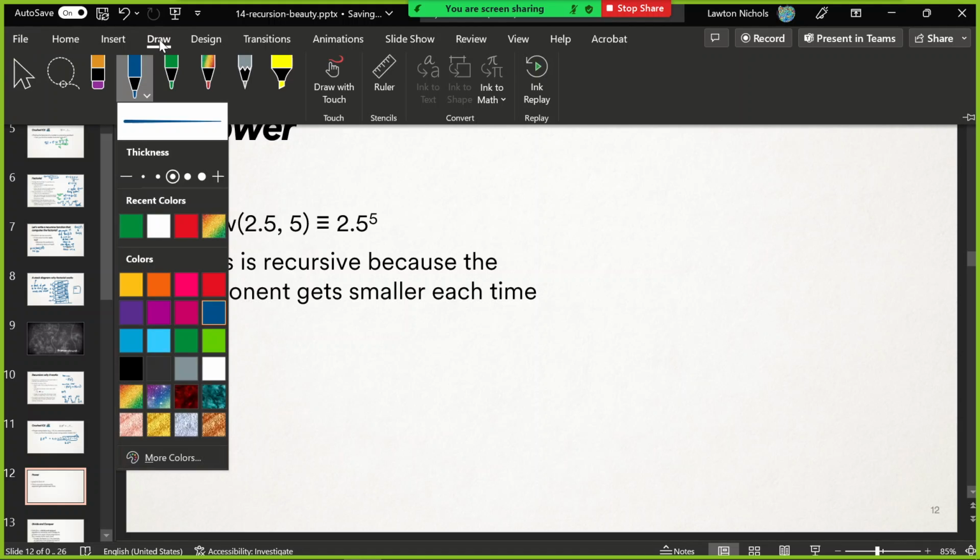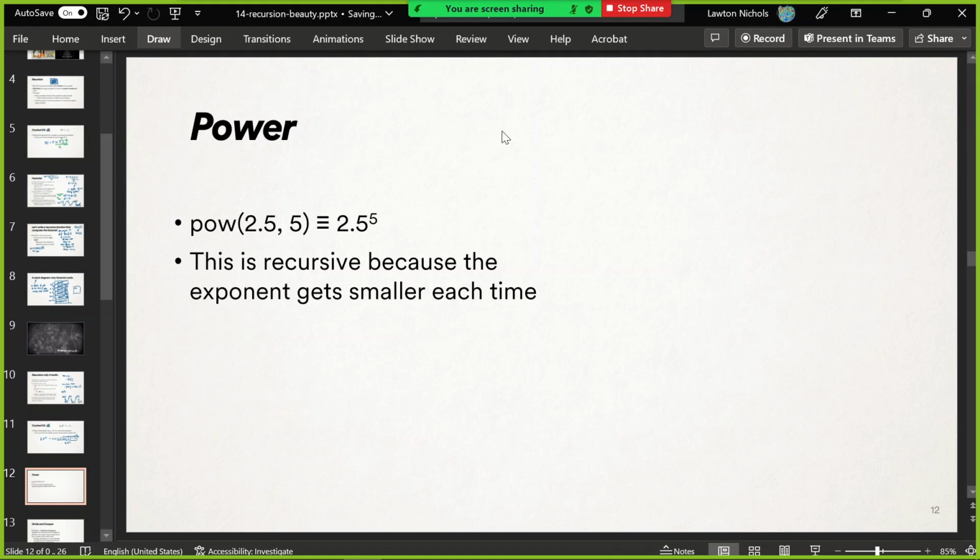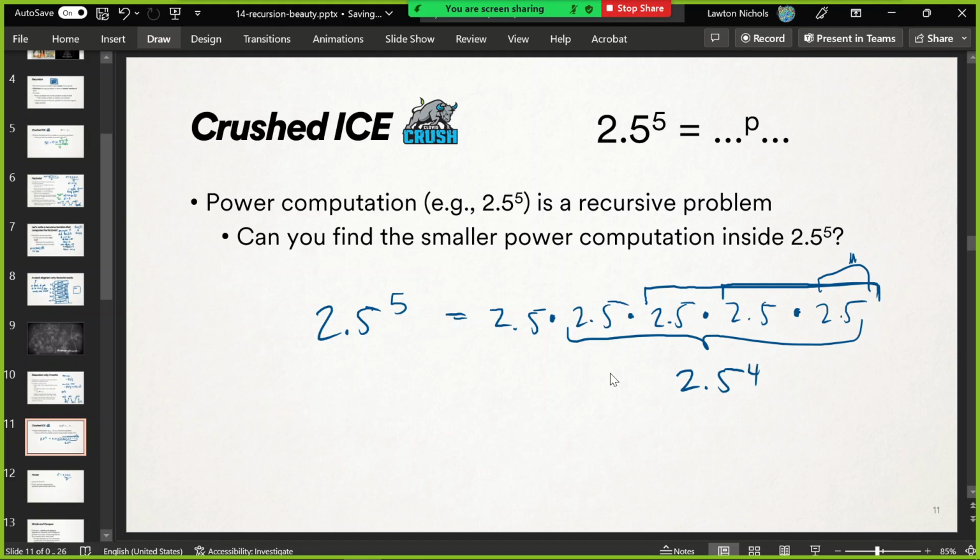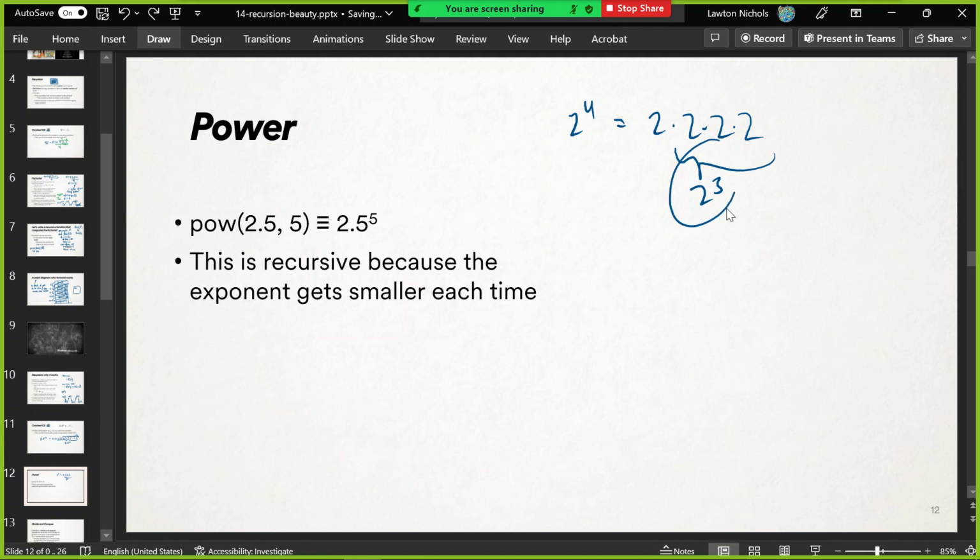We can generalize this. We'll make a function that works out just fine. But instead, let's try to do 2 to the 4th. See if this generalizes further. 2 times 2 times 2 times 2. Here is 2 to the 3rd. It always works like that. You can find a smaller power computation, one smaller. Like, there's 2.5 to the 5, there's 2.5 to the 4th inside of that. Here's 2 to the 4th, here's 2 to the 3rd inside of that. So that can be generalized.